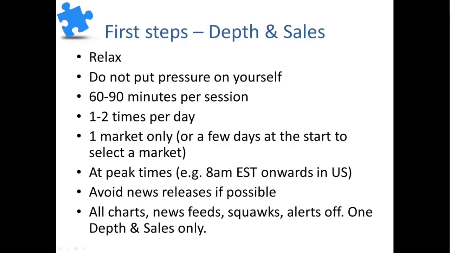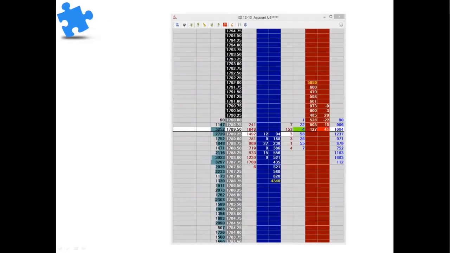All charts, news feeds, squawks, alerts, off, everything. All you're going to have up on your screen is one single depth and sales. Okay, so here is my one single depth and sales. And what are we going to focus on? Okay, initially, I want you to focus on just one thing, and that would be the current trade columns in the center here. Now, those current trade columns are showing you how many contracts are executing at each level.